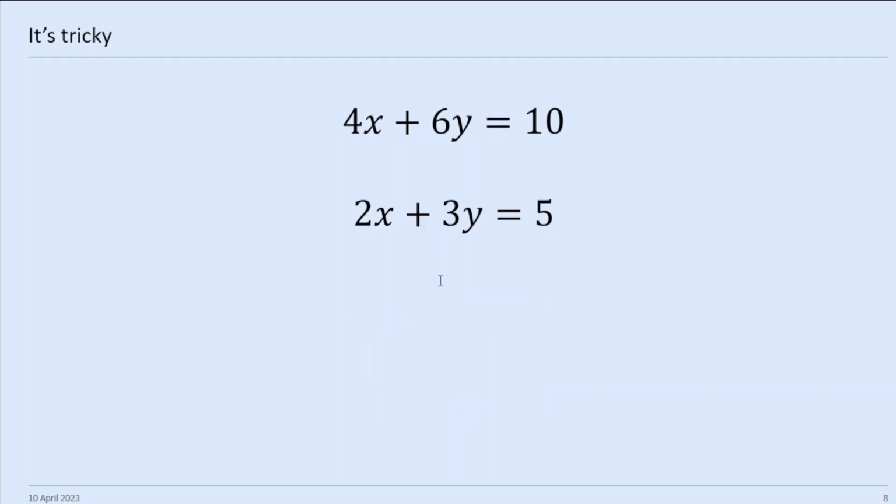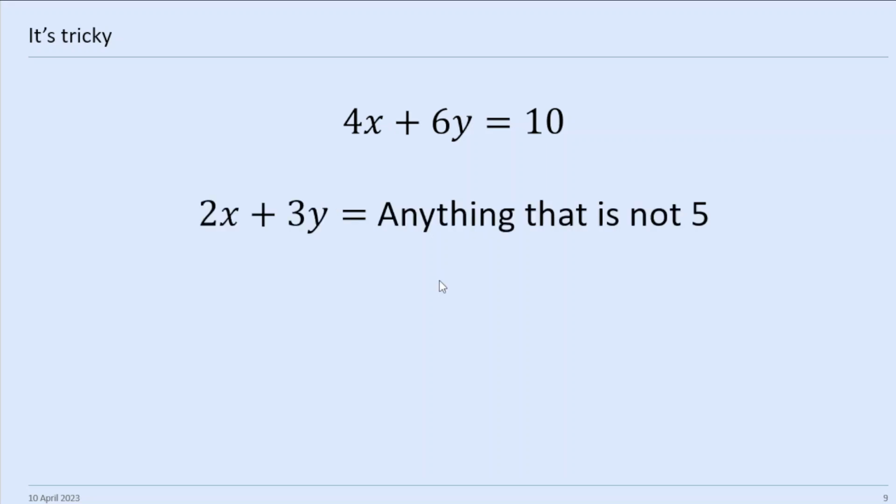But it can be tricky. For instance, in this example, 4x plus 6y equals 10, 2x plus 3y equals 5. If we double the bottom one, it's just the same as the top one, which means we've only really got one equation, which means there's an infinity of possible solutions. You could say that's not really two constraints, it's just one constraint.